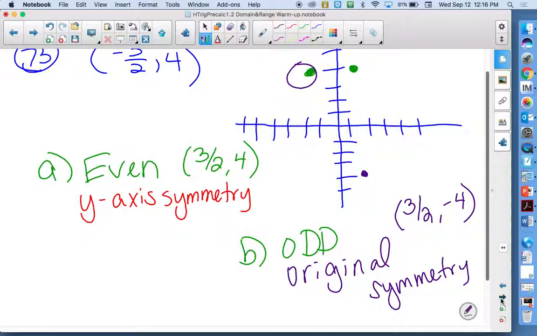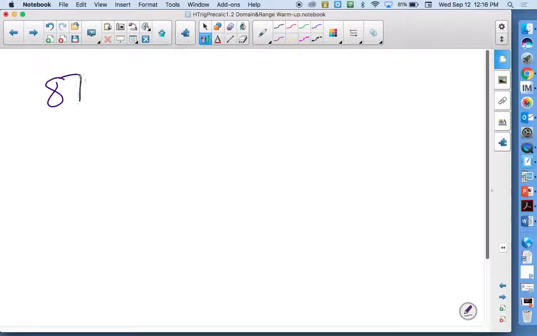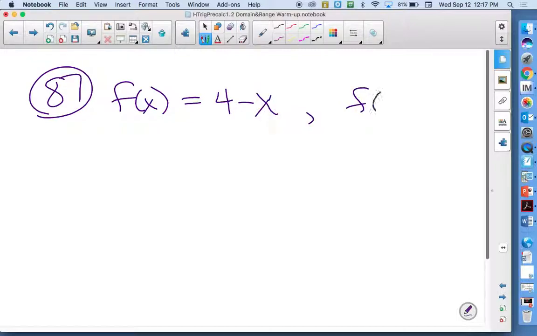So then one more, 87. It gives you the function 4 minus x, and then it says find when f of x is greater than 0. So graph the function, determine the intervals, if any, that f of x is greater than or equal to 0. Use a graphing utility to verify your results.